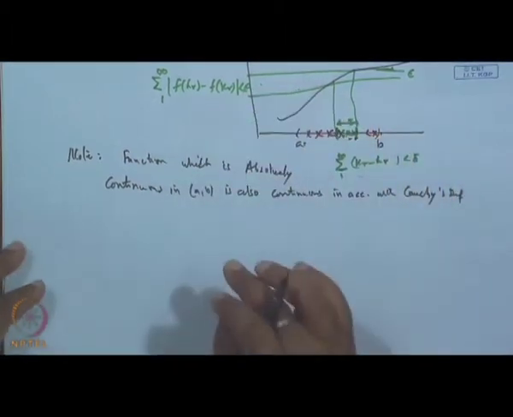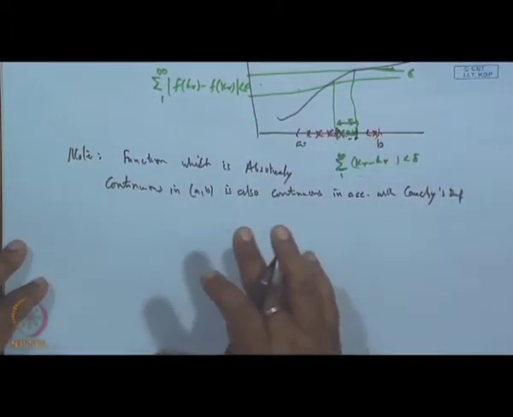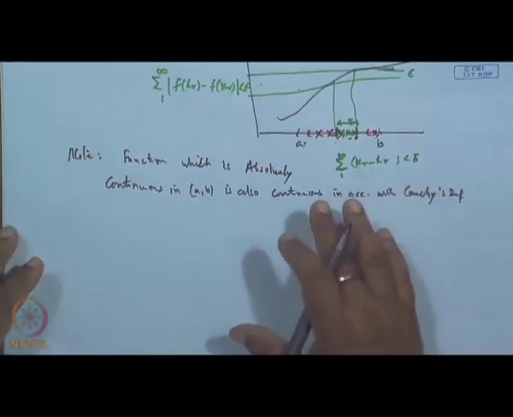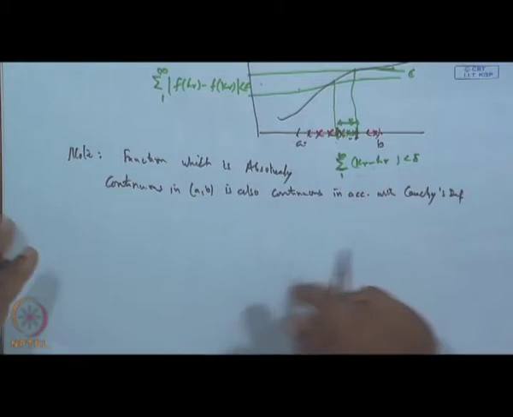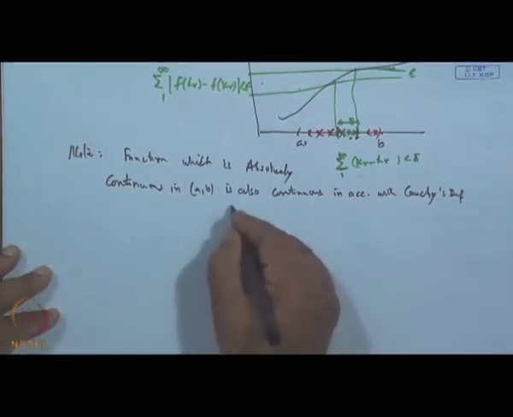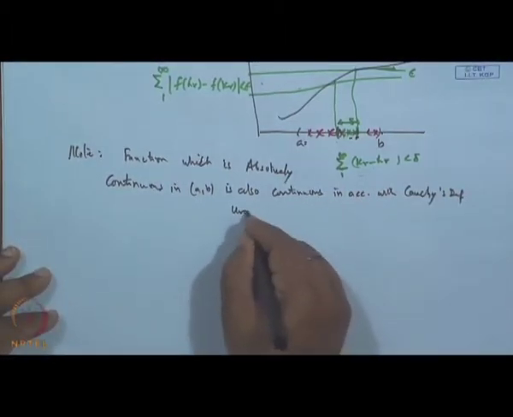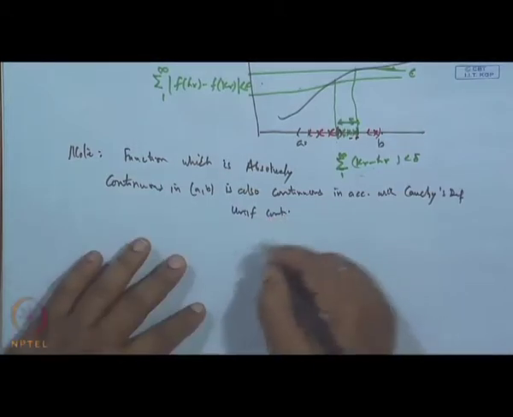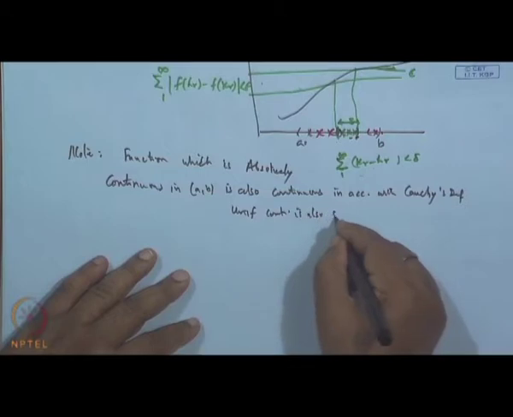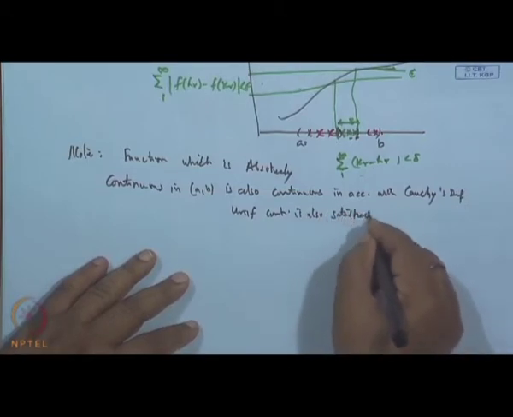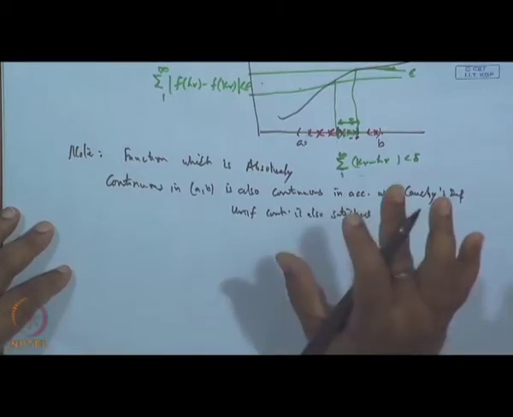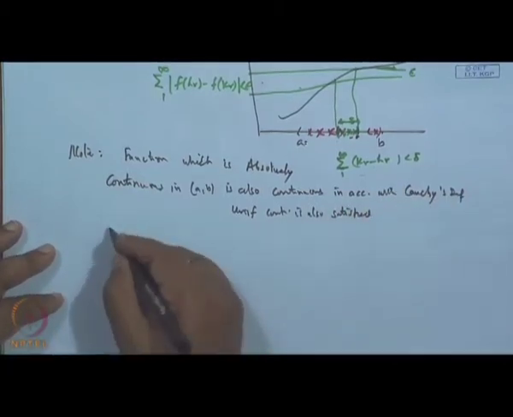Uniform continuity is also satisfied. So, a function which is absolutely continuous is continuous, and we say it is uniformly continuous as well. And in uniform continuity, the condition is also satisfied if we choose the collection to consist of a single interval of length delta. Okay. The converse is not true.